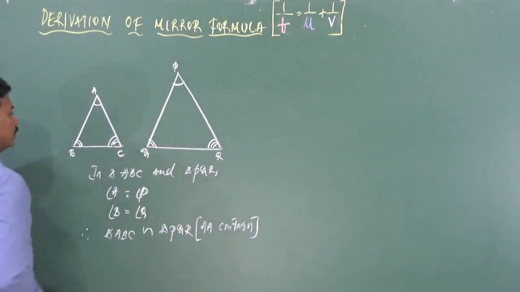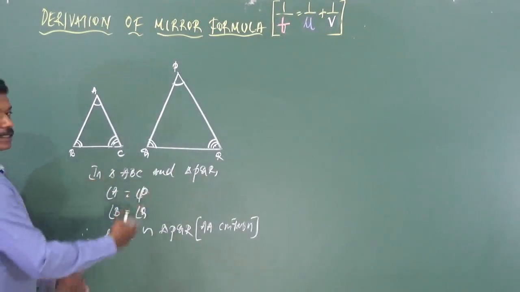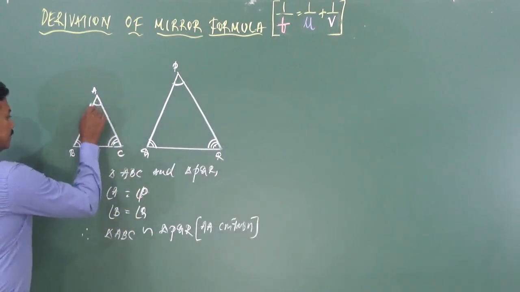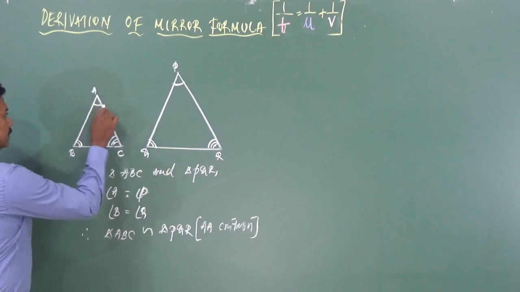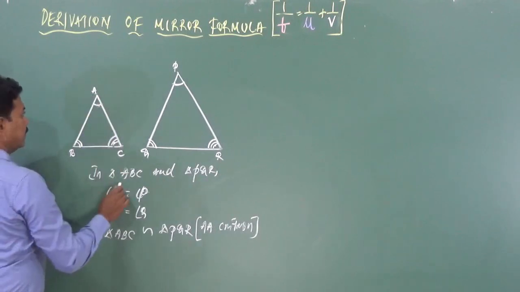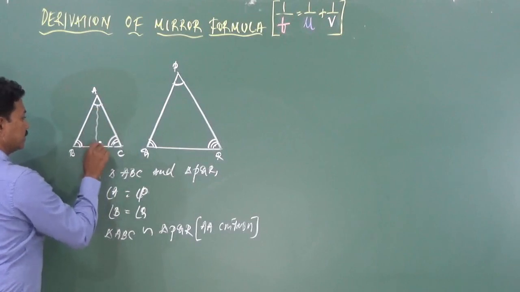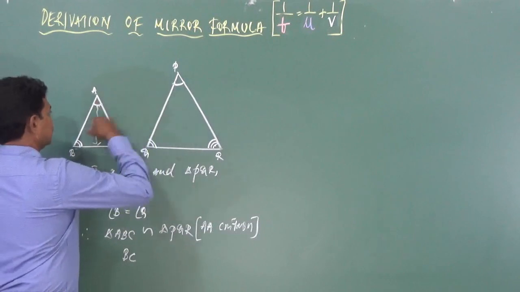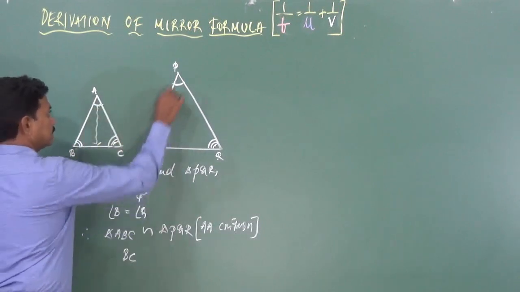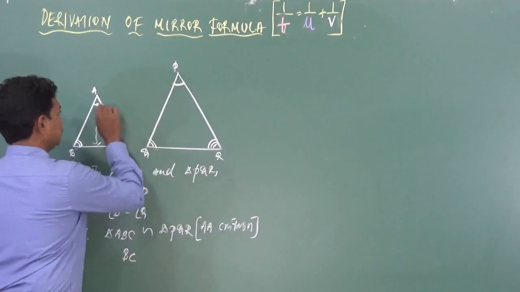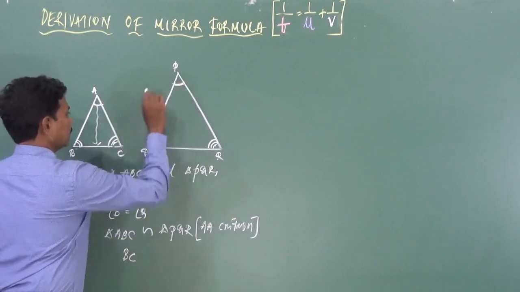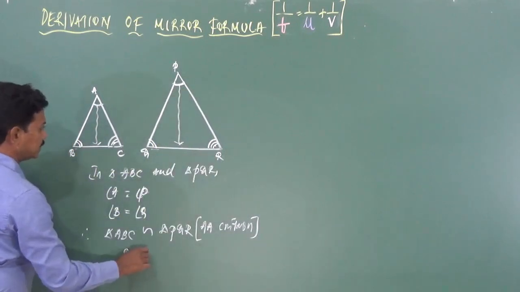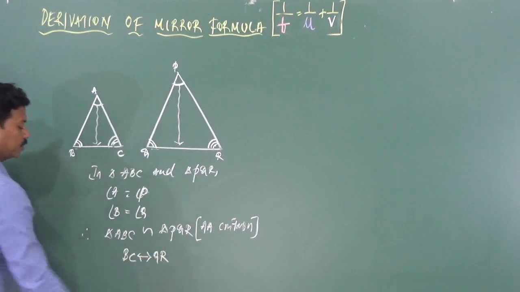Next, we will go with the corresponding sides. For example, how to identify the corresponding sides. You have done it in your earlier classes, but once again, I will teach you. In this triangle ABC, a single mark is given for angle A. The side opposite to the single mark is BC. In triangle PQR, the single mark is angle P. Angle A and angle P are corresponding angles, so the side opposite to angle P is QR. Therefore, BC and QR are corresponding sides.